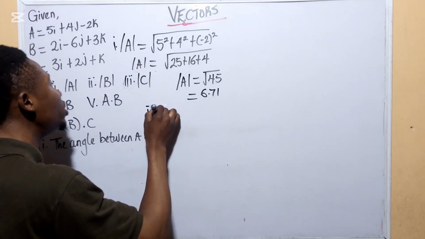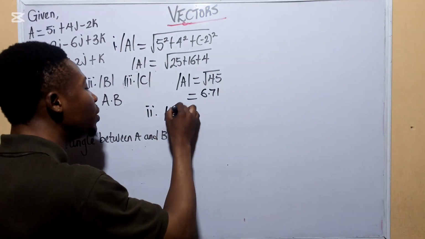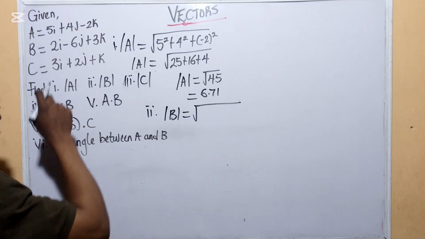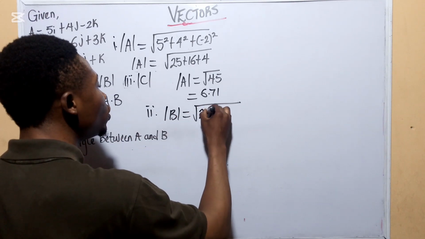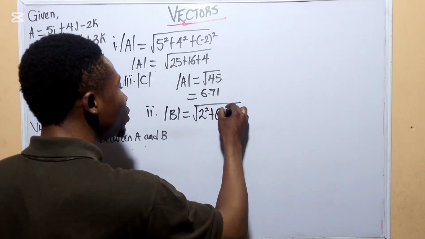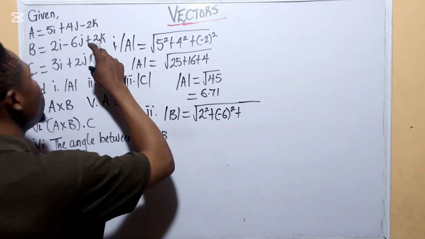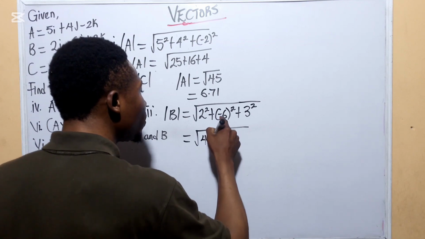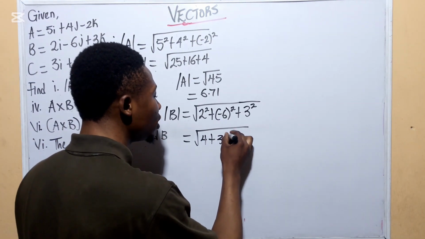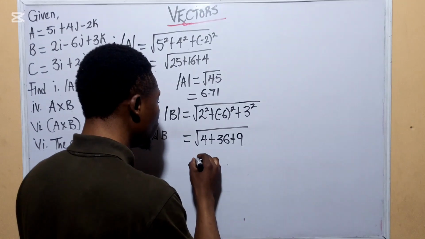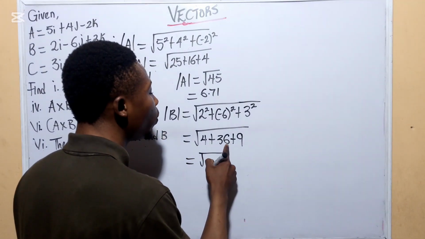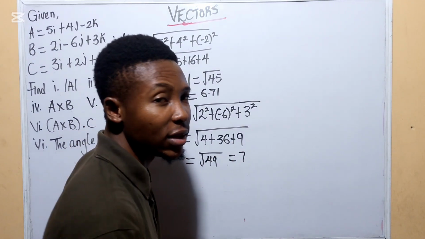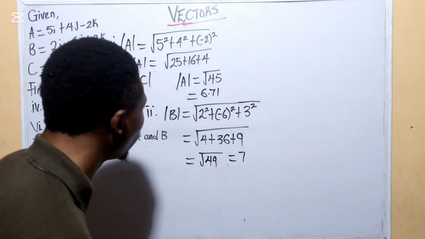Now let's find II, which is magnitude of B. So magnitude of B is going to be equal to square root of the square of each of the components, the coefficient of the component. So that's going to be 2 squared plus minus 6 squared plus 3 squared. So that's going to be equal to square root of 2 squared, that gives us 4, plus minus 6 squared, that's minus 6 times minus 6, that gives us 36, plus 3 squared, that gives us 9. So this is going to be equal to square root of 4 plus 36, that gives us 40, plus 9, that gives us 49. And square root of 49 gives us 7. So the magnitude of vector B is equal to 7.